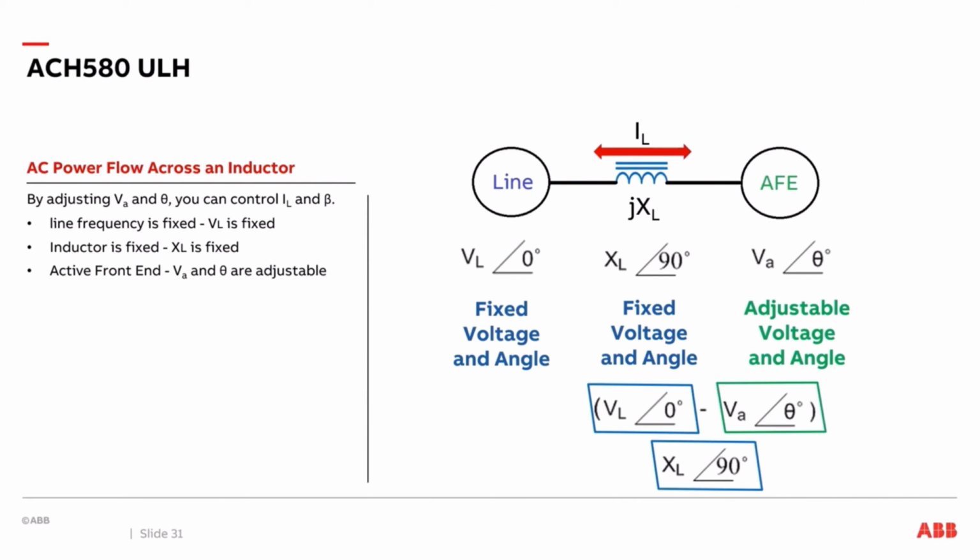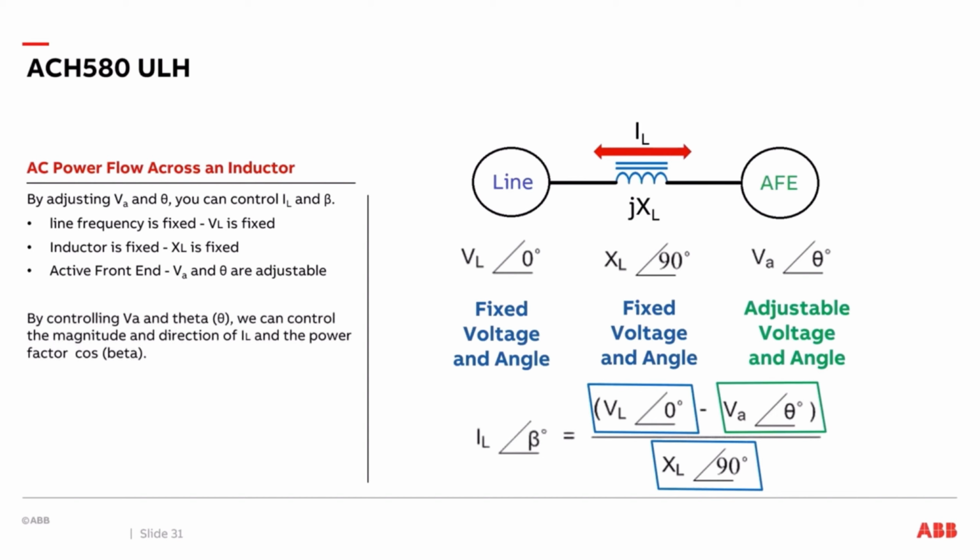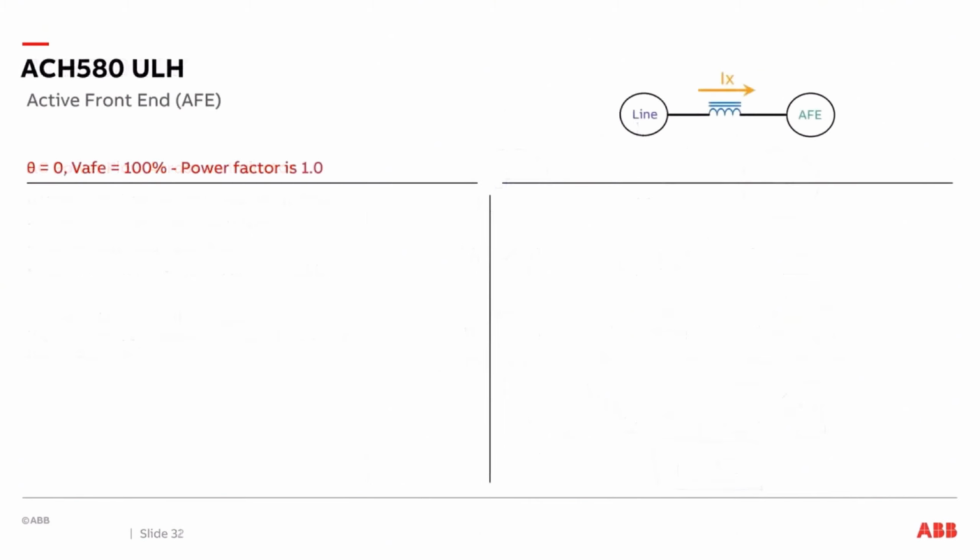This allows us to determine if we have power going from the line to the active front end, or if the active front end brings power from the active front end out to the line. By controlling the voltage and the theta, we can control the magnitude and direction of the current and the power factor, which is cosine theta. Let's take a look at the voltage of the active front end compared to the voltage of the line and the phase angle of the active front end to the line.